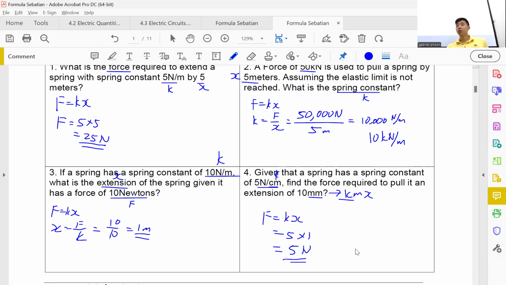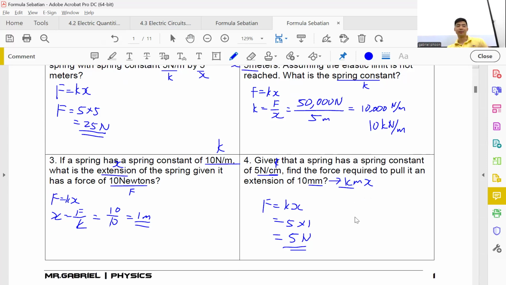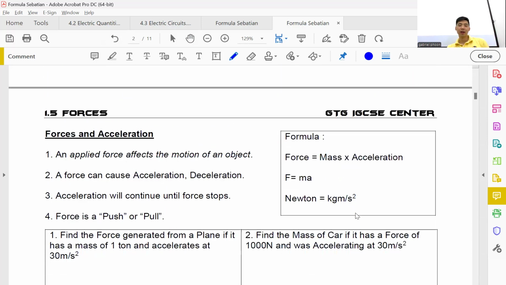Anyone cannot do these questions? Very good. Okay. Easy, straightforward. Next part.